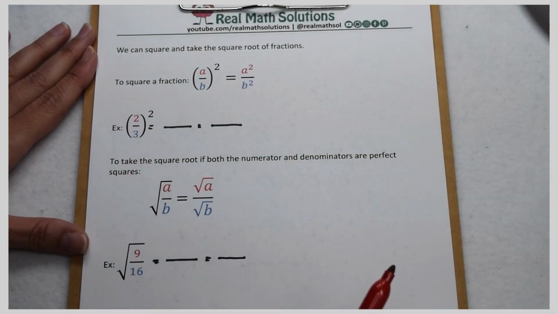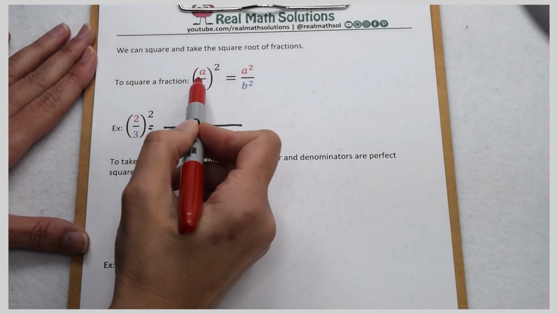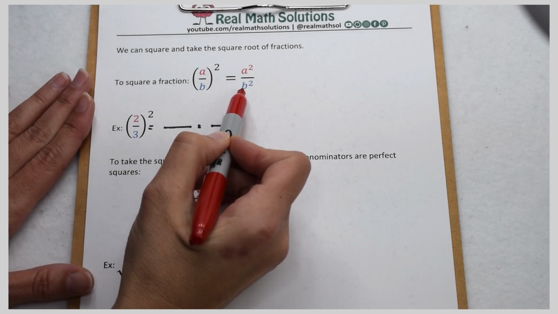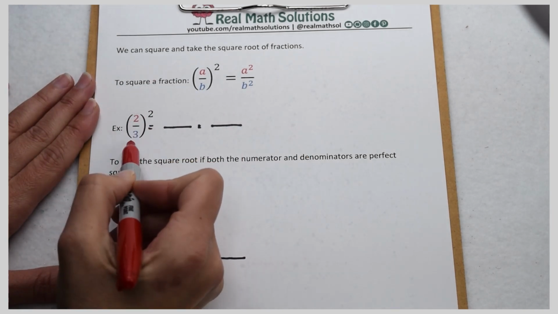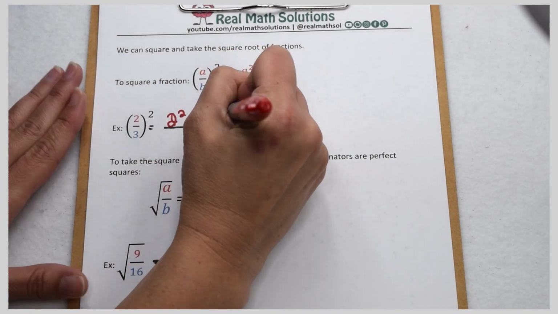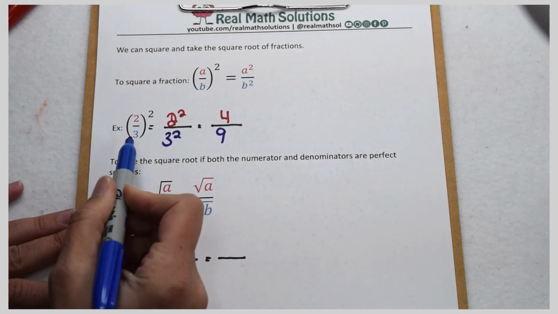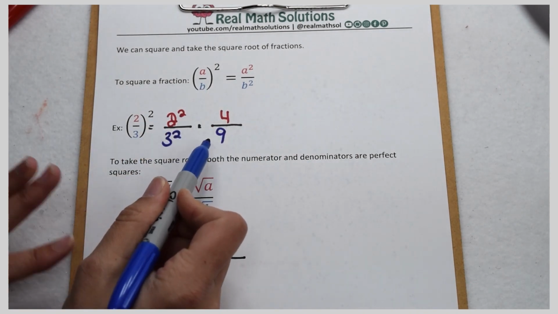Any number can be squared, including fractions. If we want to square an entire fraction, it needs to be in parentheses. That tells us we're going to square the numerator and square the denominator. So here we want to square 2/3. That means our numerator would be 2 squared, which is worth 4, and our denominator would be 3 squared, which is worth 9. So 2/3 squared would be worth 4/9.